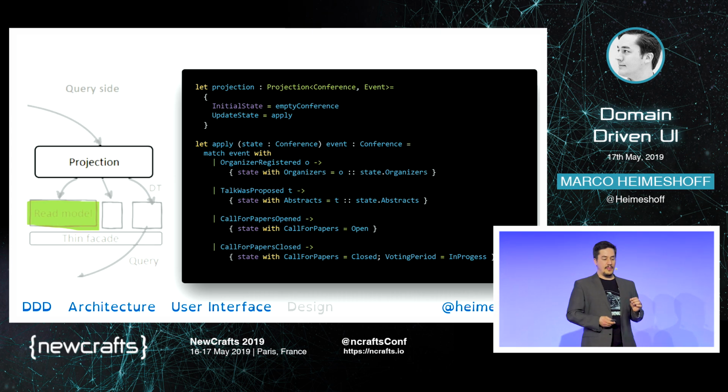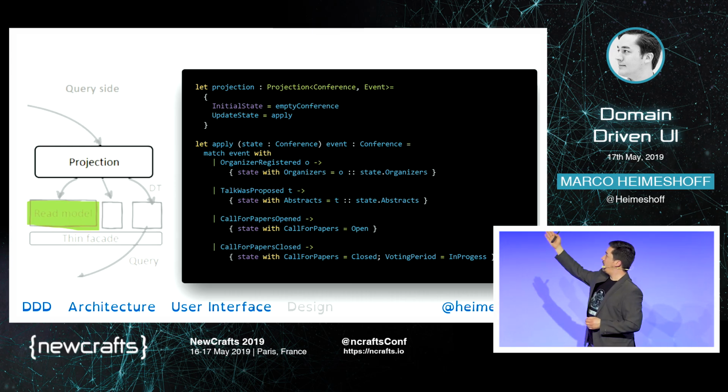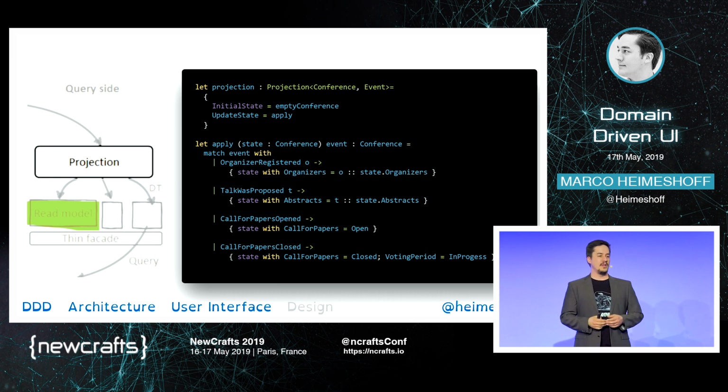If I'm projecting the state of this object, of this type, I just have an apply function that starts with an empty conference, and whenever an event happened, I just go through: hey, look, is that event of type organizer registered? Great, then return a state with a new organizer inside. If it's call for papers opened, then return the momentary state, but with call for papers open now. Depending on the language you're using, this code is more or less code, but the meaning is the same.